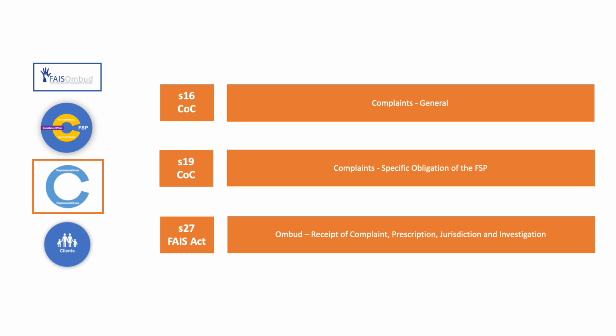We will take a look at different sources, sections of the FAIS Act and Code of Conduct to understand this qualifying criteria. These are Section 16 of the Code of Conduct, which deals with the general definitions in terms of complaints. Section 19 of the Code of Conduct, which deals with specific obligations and responsibilities of the FSP relating to complaints. And Section 27 of the FAIS Act, which deals with the receipt of complaints, prescriptions, jurisdiction, and investigation by the FAIS Ombud. We will now look at each section in detail.